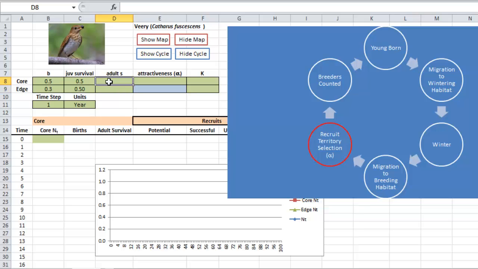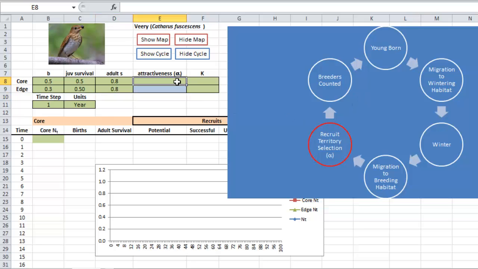The adult survivorship will be quite high, 0.8 and 0.8, and that represents the probability that an adult that was counted at this particular moment in year t will be alive to be counted in year t plus 1. So each individual has an 80% chance of making it back around the horn.